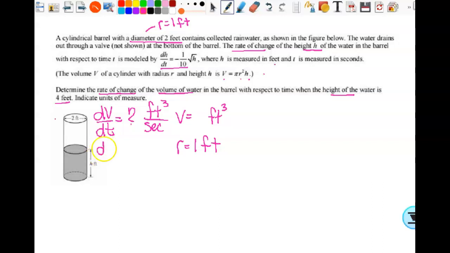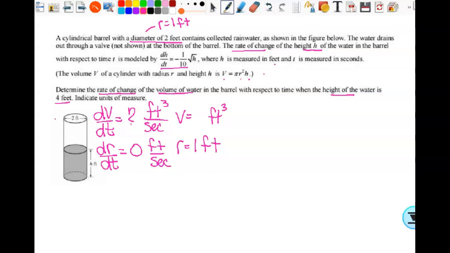So then dr/dt, they didn't straight up give it to me, but what is it? 0, because it's not changing. So the rate of change is 0 if we're not changing, and this is feet per second. Everybody with me on that?